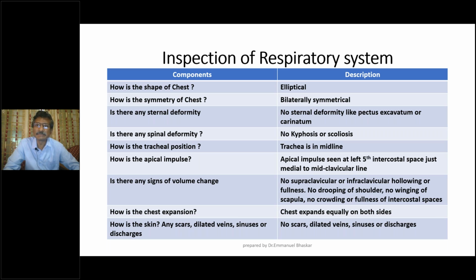Going on to the next one, it is the mediastinal position. Two things we have to see in mediastinal position. One is tracheal position, the other is apical impulse. What finding in inspection will you tell that the trachea is in midline? I think I've already told you about the trail sign, the finding in deviation. When will you tell it is in midline? If it is in midline, what will be the finding? What are the possible combinations of findings when you will tell that the trachea is in midline?